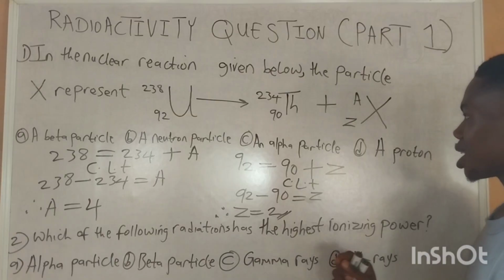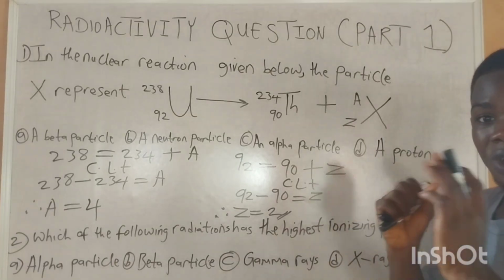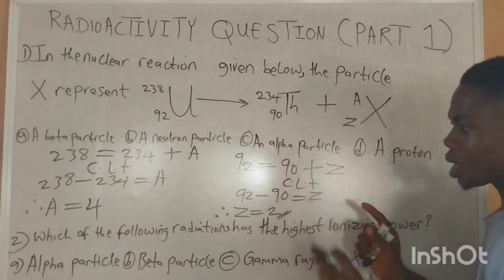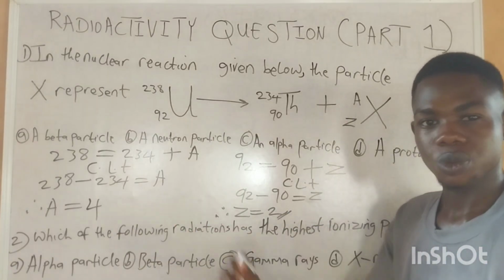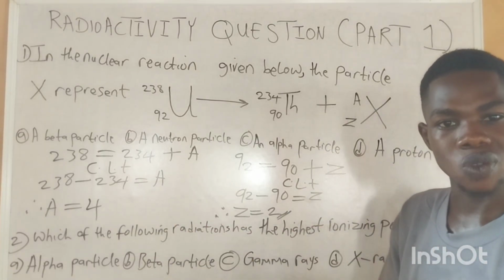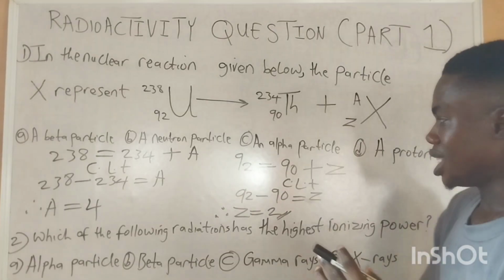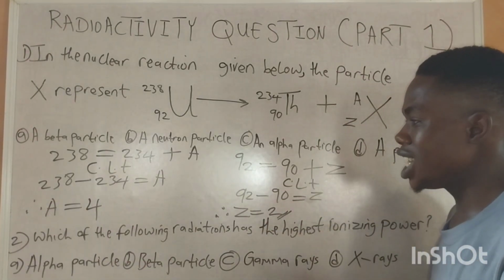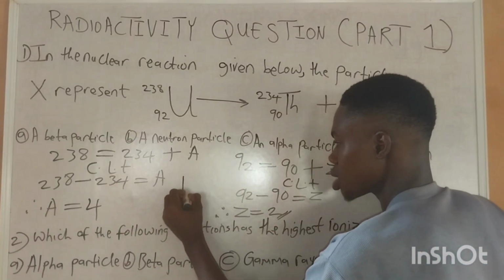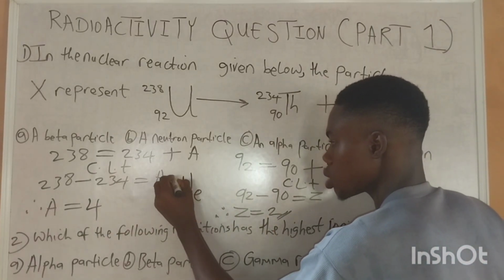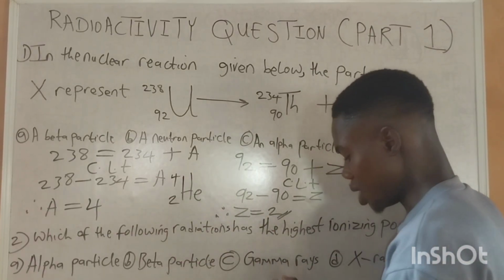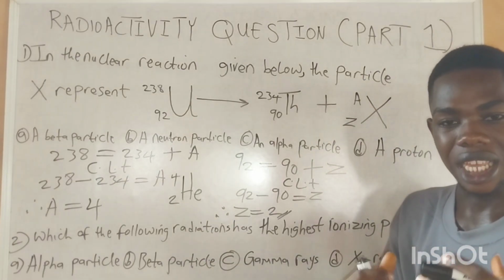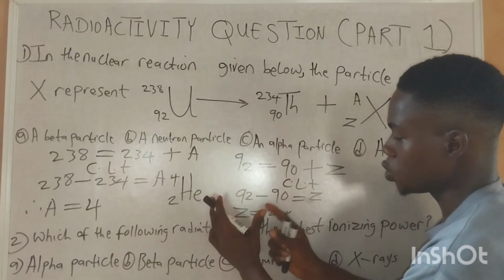Now, under radioactivity, which particle has a charge of 2 and a mass number of 4? Of course, it is the alpha particle, also known as the helium nucleus. It is the one that has a charge of 2 and a mass number of 4. The helium nucleus looks like this. Please take note that alpha particles are actually helium nuclei.